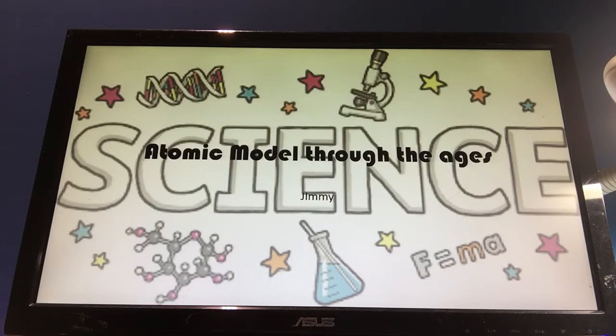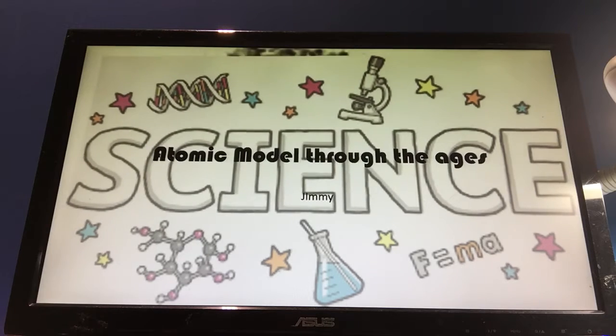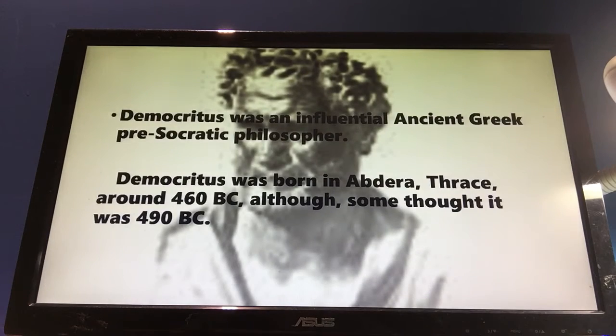Today, I want to talk about atomic model through the ages. First, Democritus. Democritus was an influential ancient Greek pre-Socratic philosopher. Second, Democritus was born in Abdera, Thrace, around 460 BC, although some thought it was 490 BC.